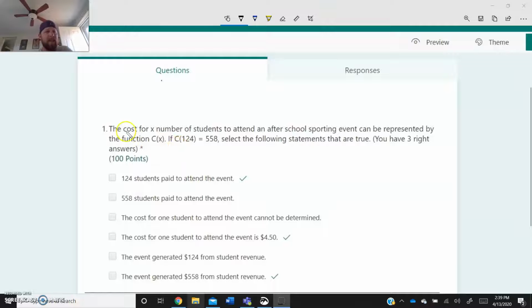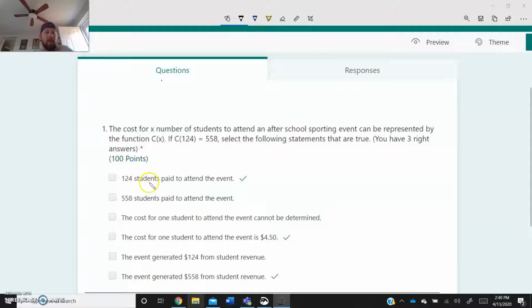All right. Very first thing that's super important. The cost for X number of students. X means the number of students. So everywhere we see X, we replace it with 124. So that 124 represents students. It's that easy. It tells you X number of students. Well, there's an X. They replaced X with 124. 124 people showed up to this sporting event. 124 students. I'm just going to run through the options now that I know that information.